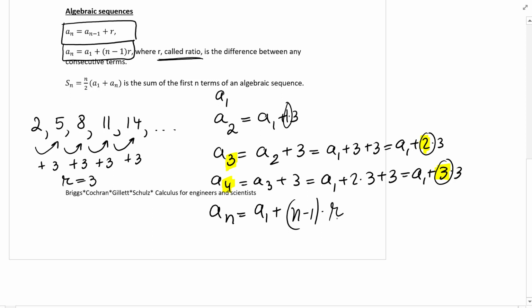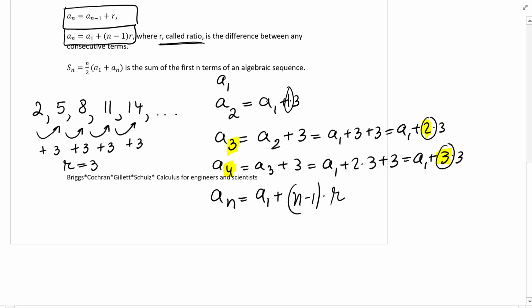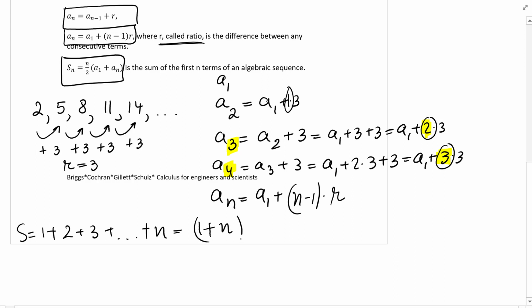S sub n, if I want to find the sum of the n terms of an arithmetic sequence, we write the first term plus the last term, times the number of terms, over 2. A popular sum like that is 1 plus 2 plus 3 plus dot dot dot plus n, which shows up in many problems. It's the first term plus the last term times the number of terms over 2. It is an arithmetic sequence because the terms 1, 2, 3, 4, and so on have a common difference of 1.